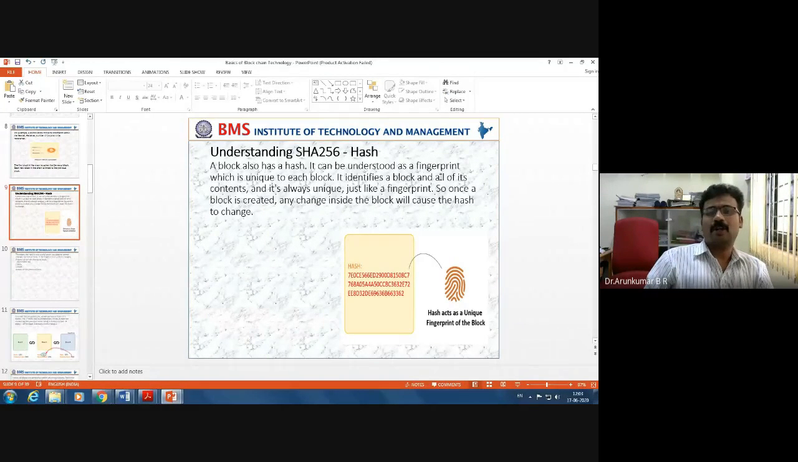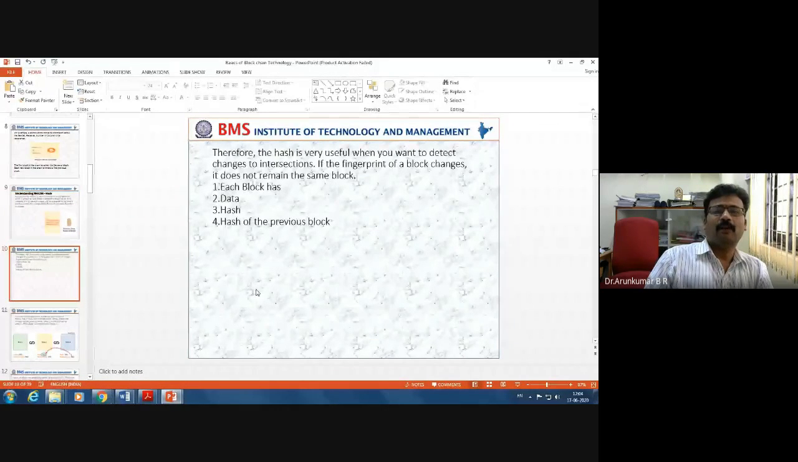So a block also has a hash. It can be understood as a fingerprint which is unique to each block. It identifies a block and all of its contents, and it is always unique, just like a fingerprint. Once a block is created, any change inside the block will cause the hash to change. That's very, very important, right? Therefore, a hash is very useful when you want to detect changes to blocks. If the fingerprint of a block changes, it does not remain the same block.